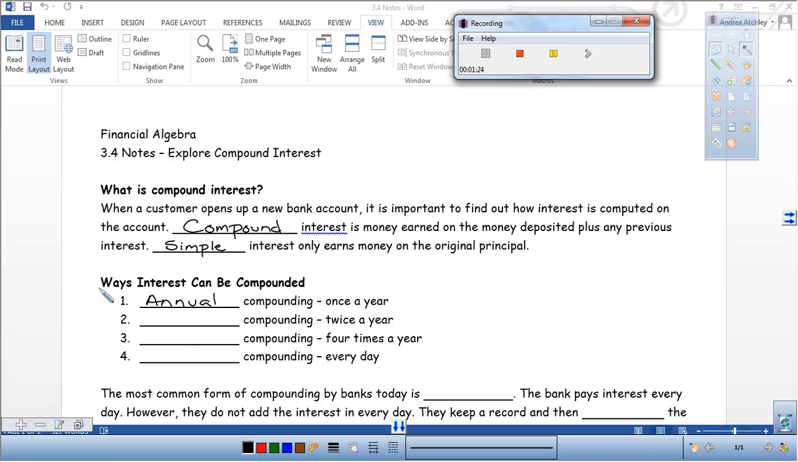What would twice a year be then? Semi-annual. Okay, 4 times a year would be quarterly. And then compounding every day would be daily.